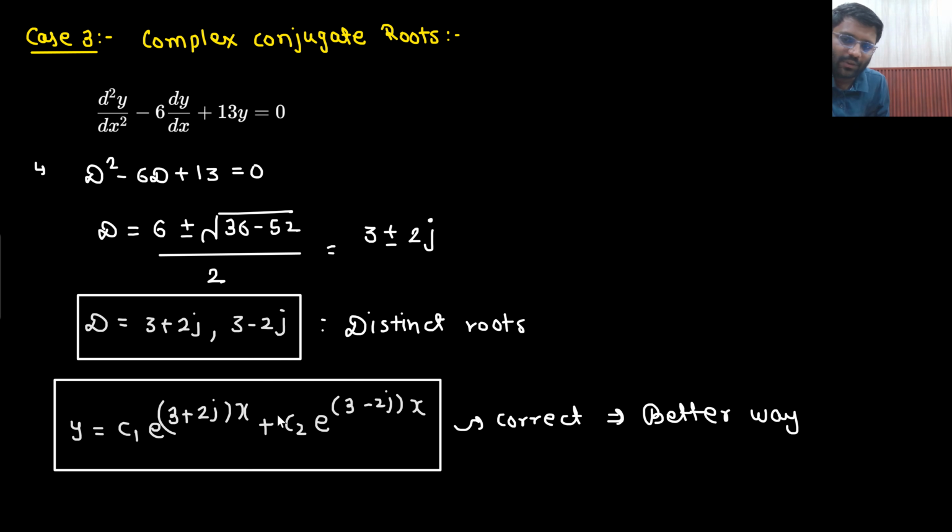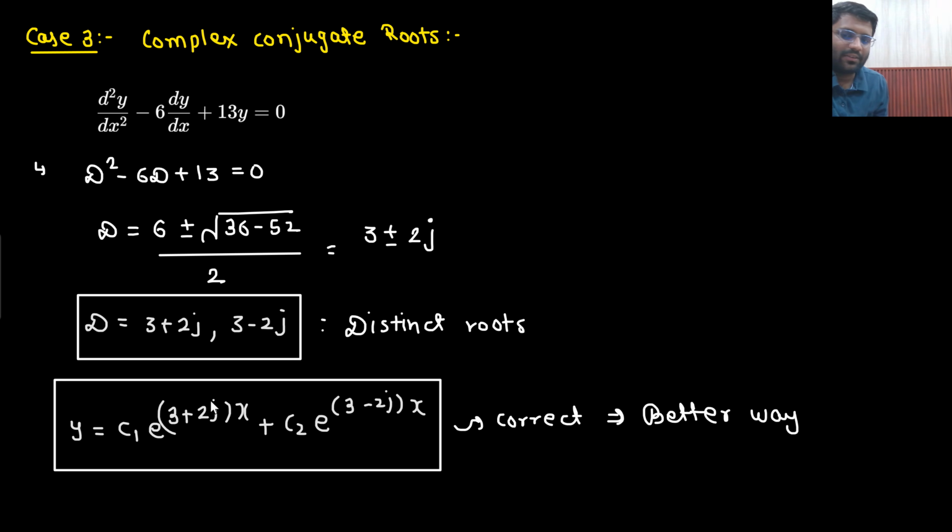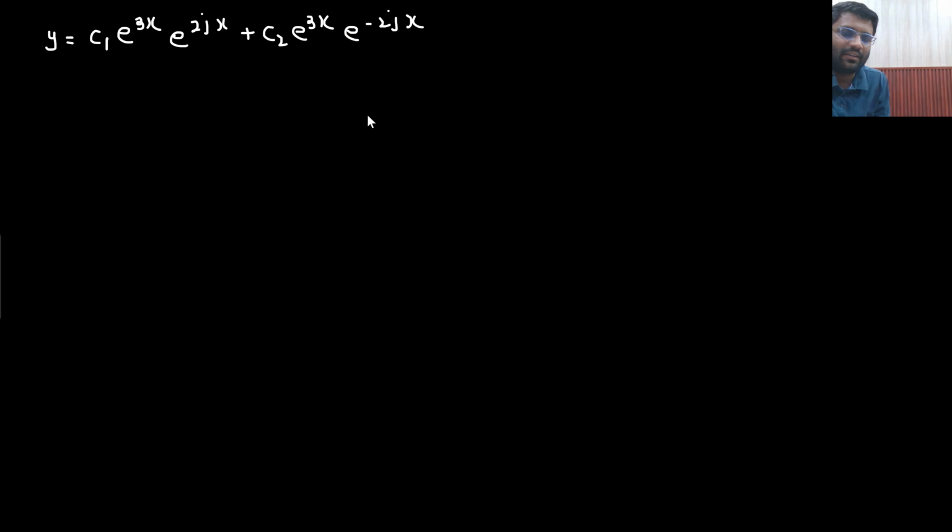So what is my y? y is coming out to be C1 e to the power 3x e to the power 2ix plus C2 e to the power 3x e to the power minus 2ix. Can I write it down in this way? Simple maths, right? 3x minus 2ix, 3x plus 2ix. So simple maths I have done.